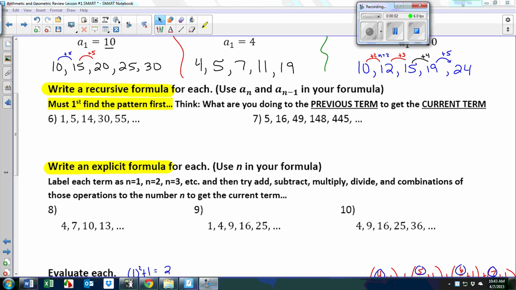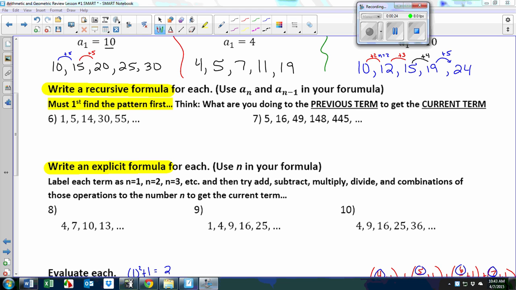All right, this is the three-part. We're going to write the formulas, recursive formula and explicit, and the thought process changes for each type depending on what you're writing. So let's start with the recursive, 6 and 7, and you first have to find the pattern of the numbers. So you're wanting to think, is it addition, subtraction, multiplication?